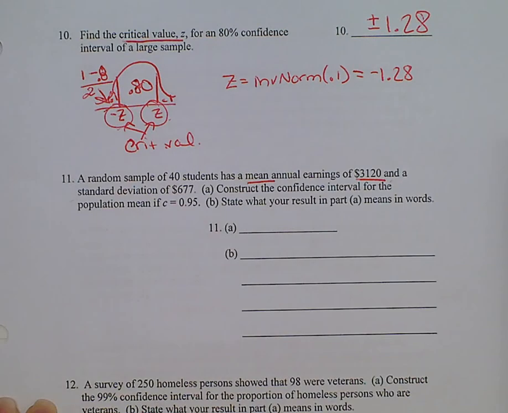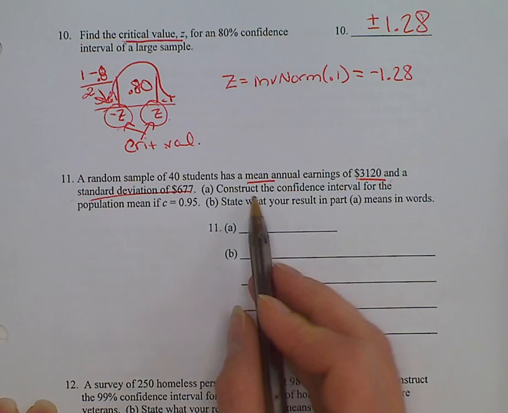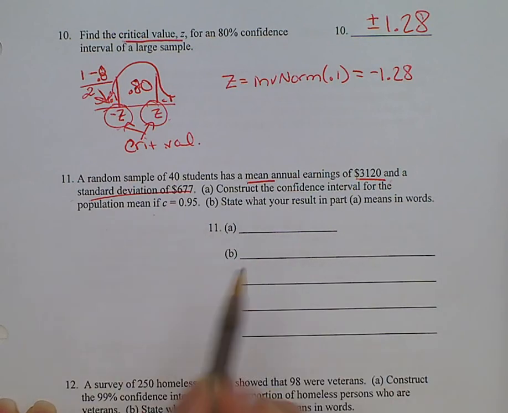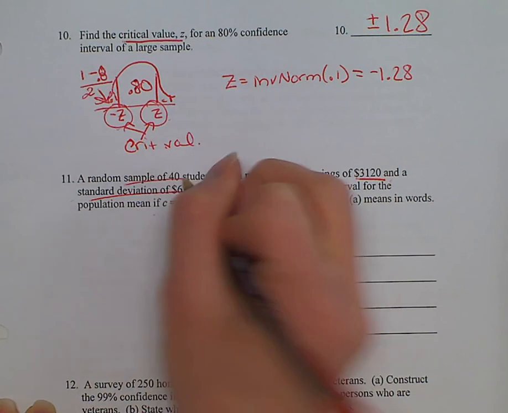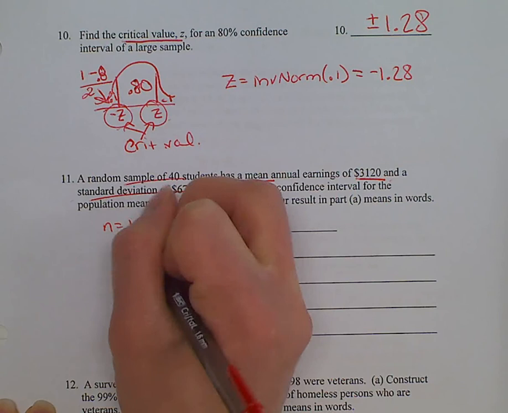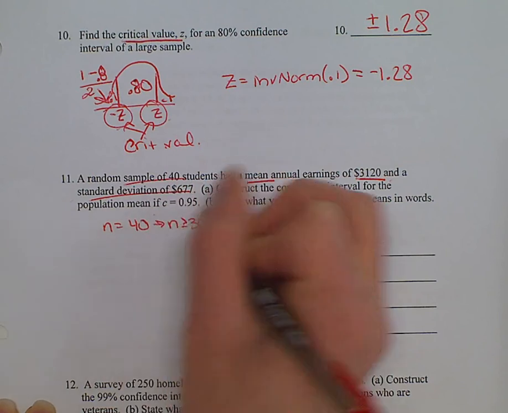$3,120 and a standard deviation of 677. Construct a confidence interval for the population mean. So we have a sample of 40. We're calculating the confidence interval for a mean. Since n equals 40, which is greater than or equal to 30, we're going to use z interval.